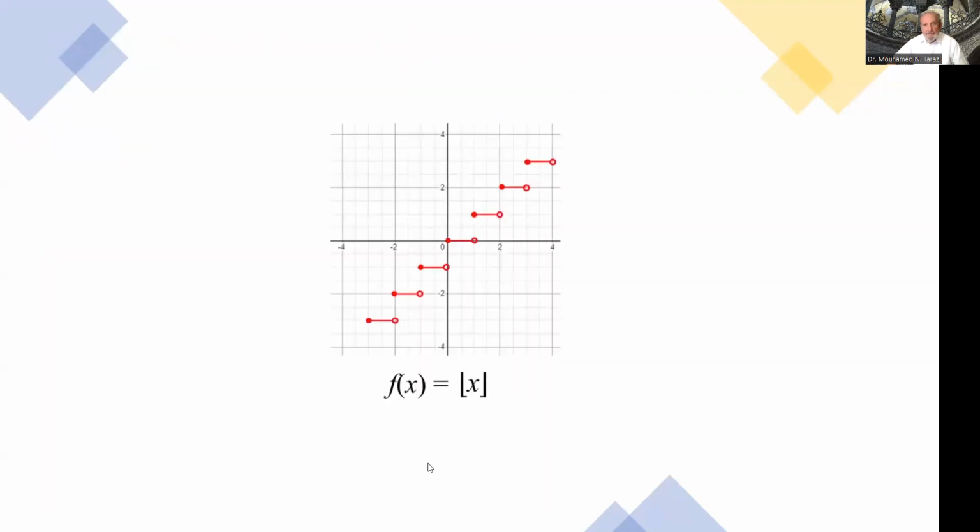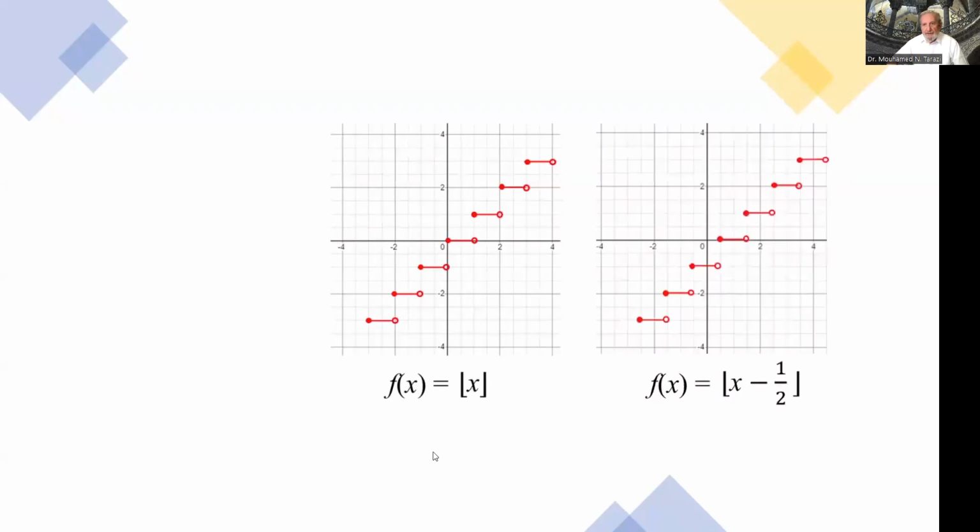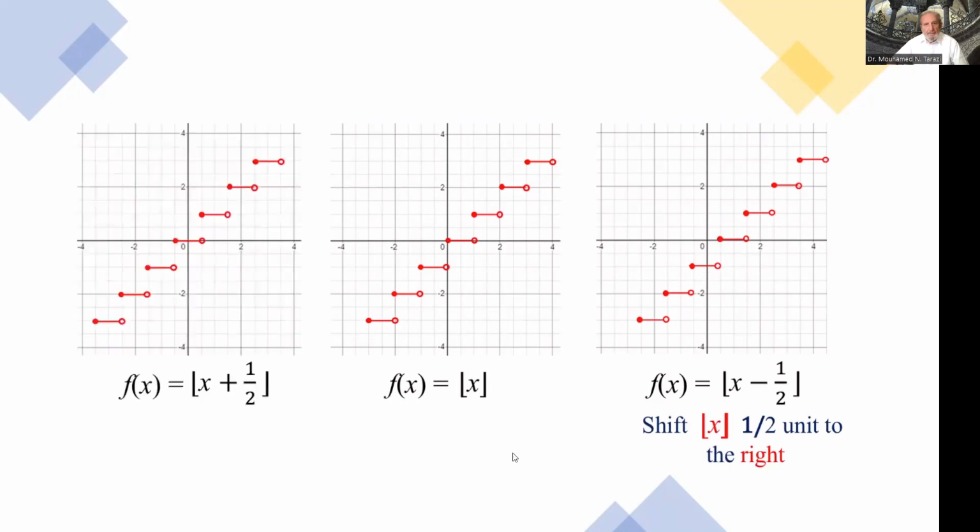So here's the floor function of x. Here is the floor function of x minus 1/2. When this is minus, we are shifting to the right 1/2 unit. This one here, x plus 1/2, is a shift of 1/2 unit to the left.